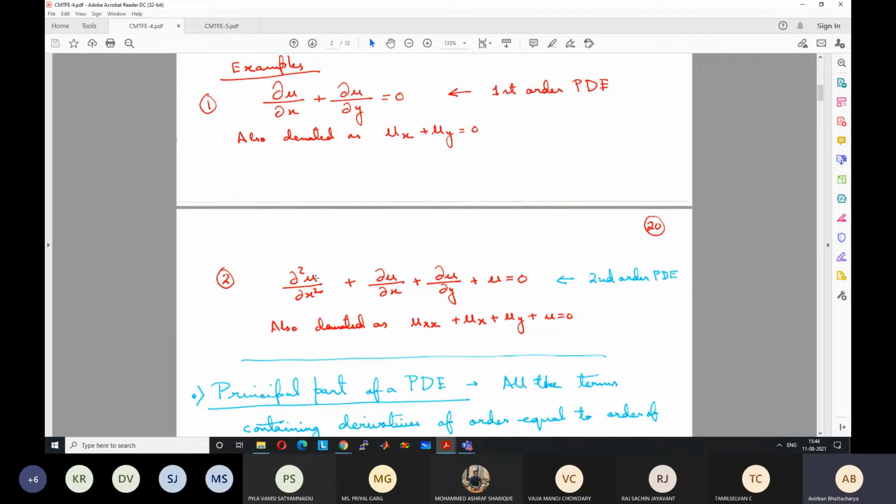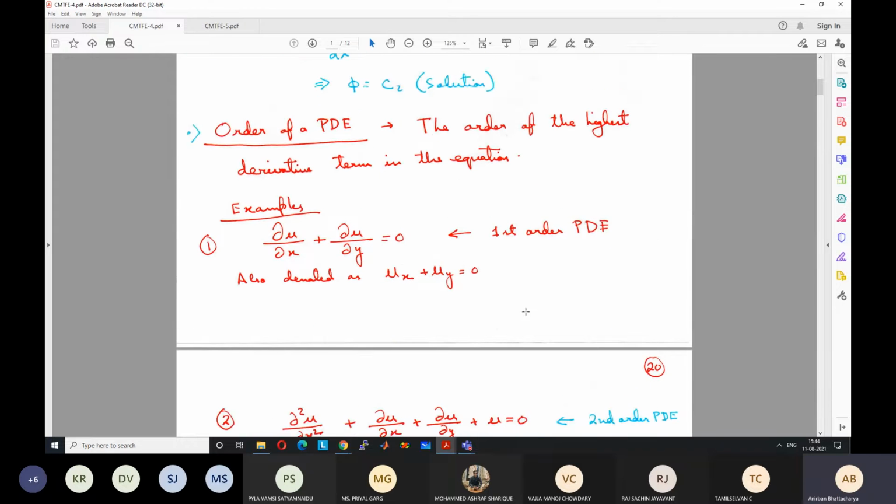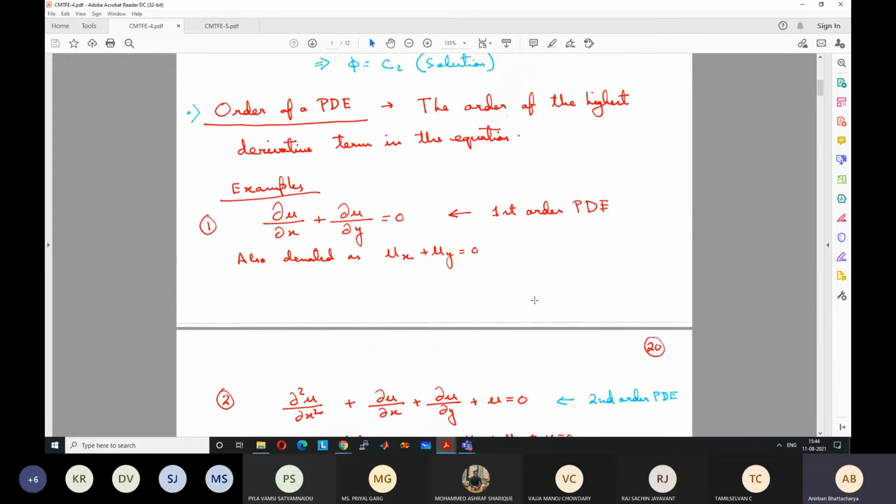Similarly, let us take a look at another example, ∂²u/∂x² plus ∂u/∂x plus ∂u/∂y plus cu equal to 0. Here the highest order term is this term, which is second order, so this is a second order PDE. As I was explaining, this can be denoted as uxx plus ux plus uy plus cu equal to 0. So this is the order of the PDE. Order of the PDE is very important because the solution method will depend on the order of the PDE. And for most of our heat transfer and fluid flow problems, we encounter second order PDEs, as we have seen in the previous class. So the highest derivative is second order derivative.